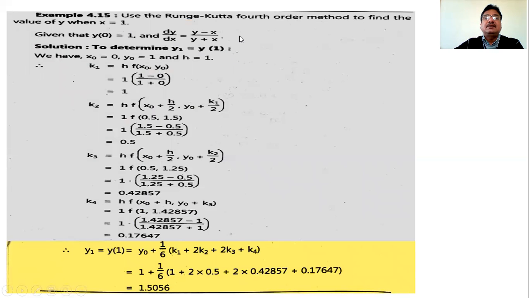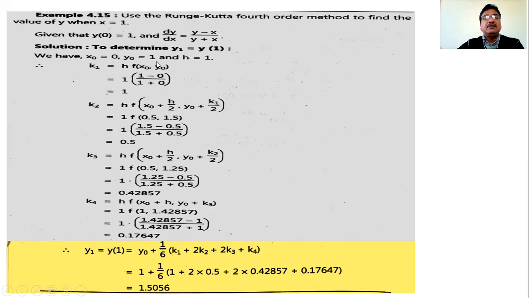So then the next problem is again to use the Runge-Kutta fourth order method to determine the value of y at 1. And the value at 0 is given. So y0 is 1, x0 is 0, and we have to determine the value at 1.